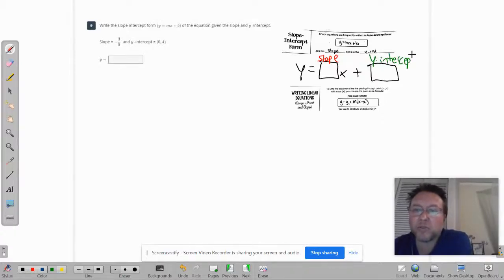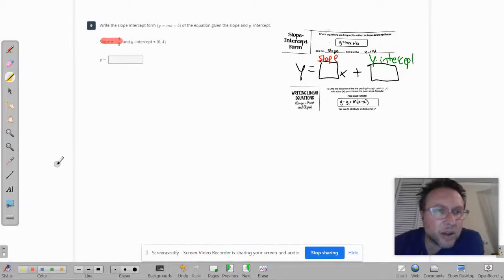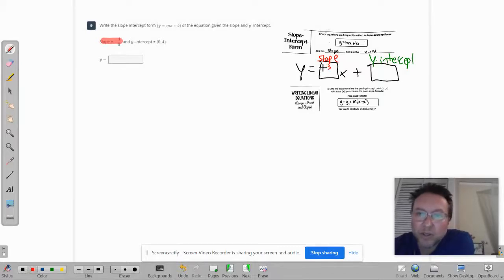Well, they tell us what the slope is. We don't have to hunt for it. They tell us straight up what it is. The slope is negative 3/5. So my slope is a negative 3/5. I didn't have to do anything to figure that. They just gave it to me.